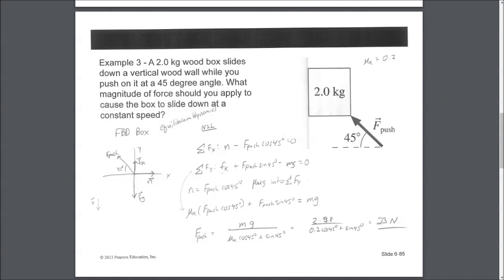So anyway, we get 23 newtons out of this, and that's what's required for a constant speed. So great problem, right? It's a weird problem, though, because normal force is horizontal now, and the push is... But really think about what the push does here. Different pushes do different things here.